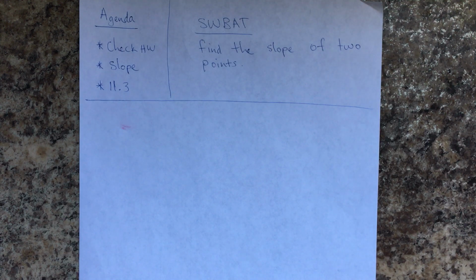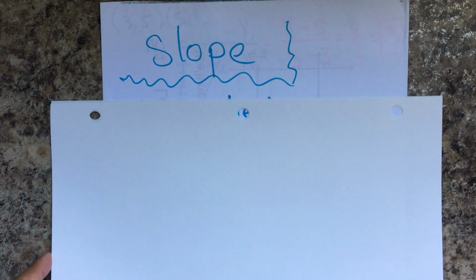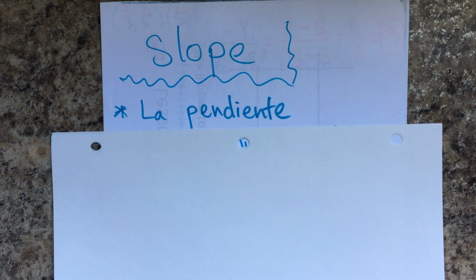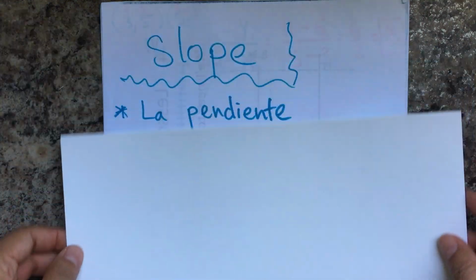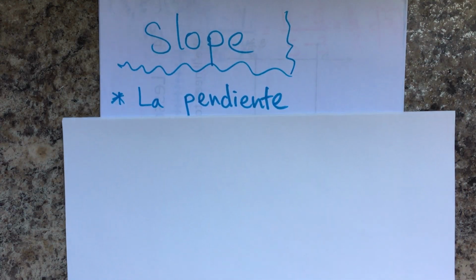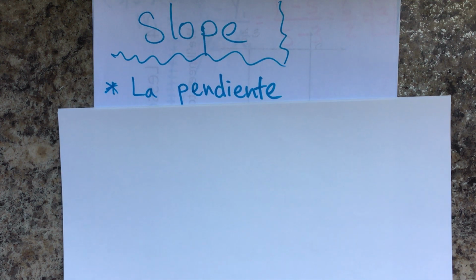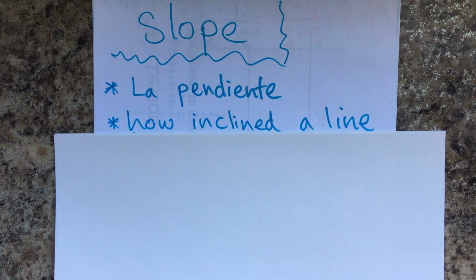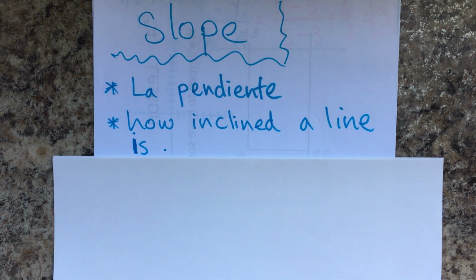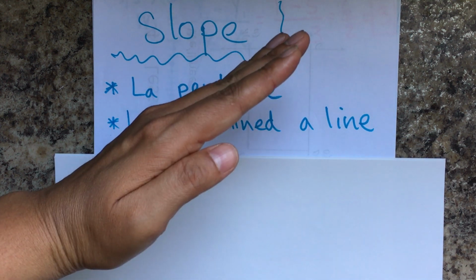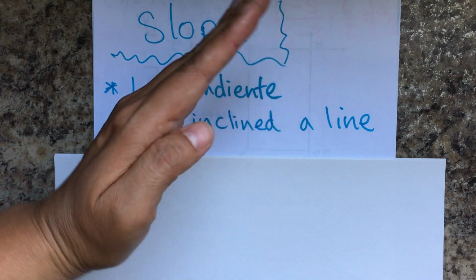And so before we start, I'm going to give you some definitions or information about what the slope is. In Spanish, it's called la pendiente. And the slope is how steep a line is or how inclined a line is. That's what it means. So how steep the line is.